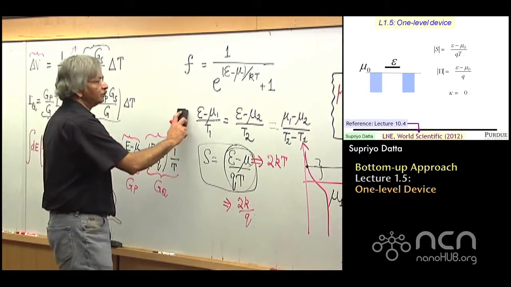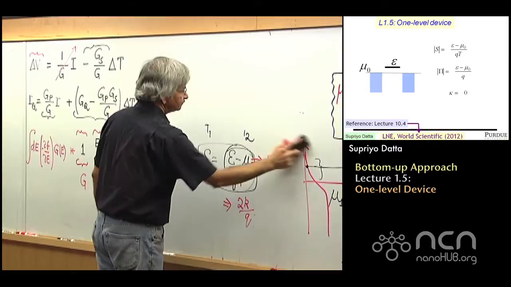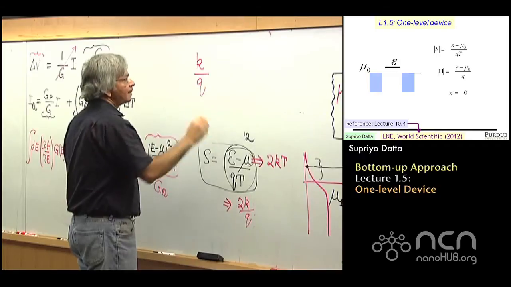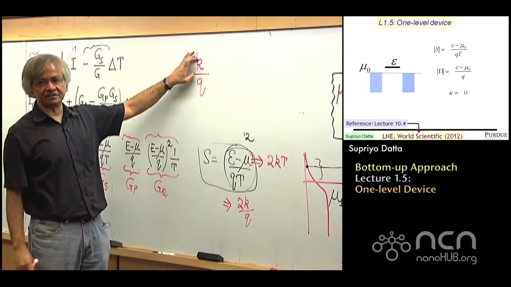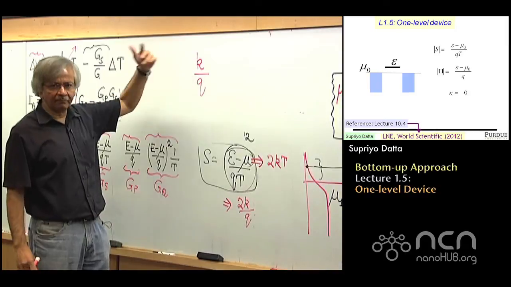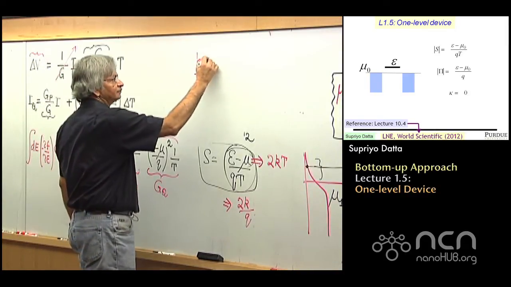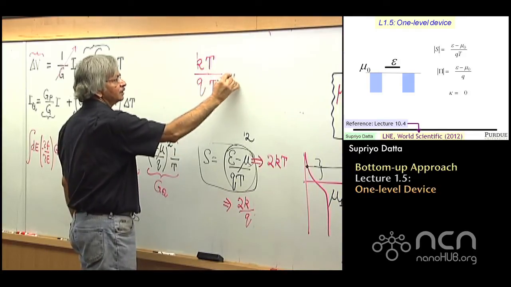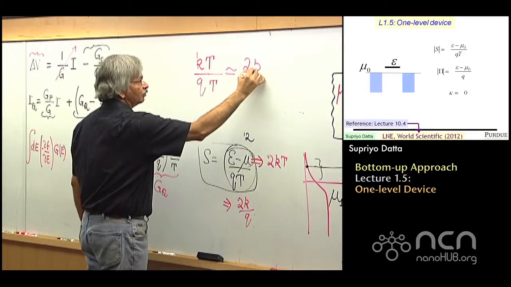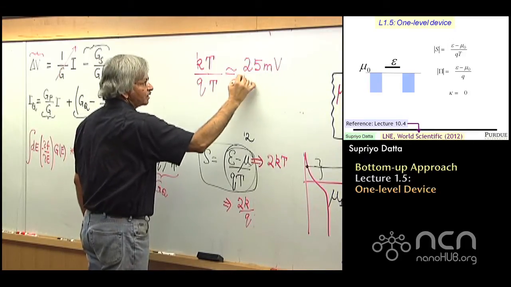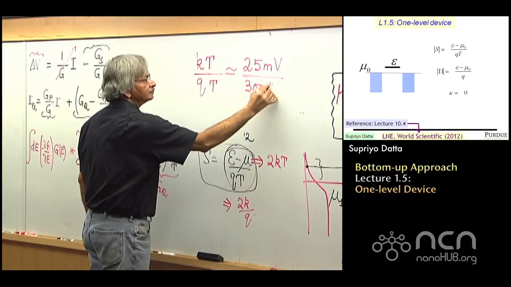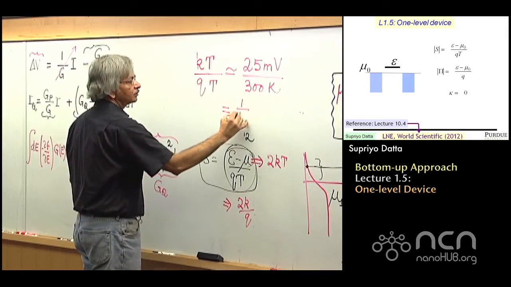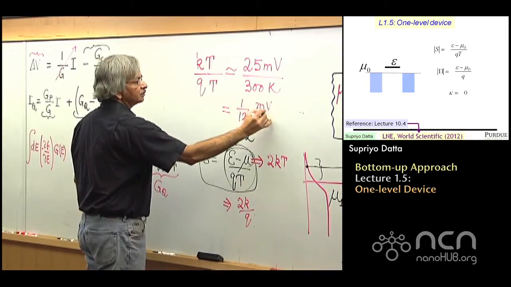So how much is k over q? If you look at the numbers, k over q. Now, usually k is this Boltzmann constant, but what I normally remember offhand is kT at room temperature. So you could write it this way, and you see kT over q is approximately 25 millivolts, and this is at room temperature, which is 300 Kelvin. So that comes to about 1/12 millivolt per Kelvin.